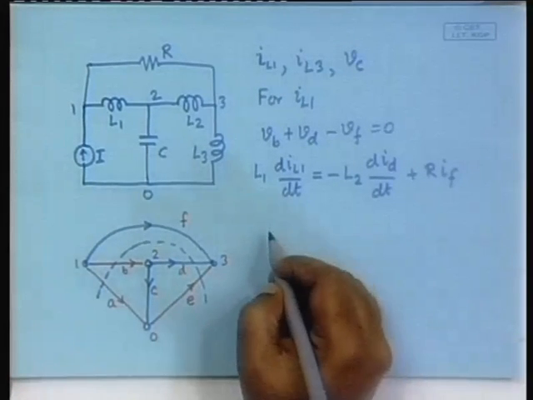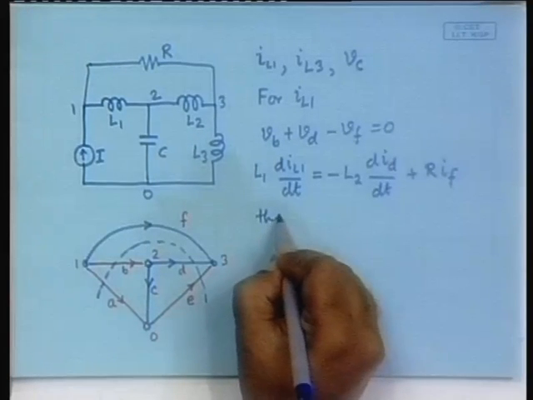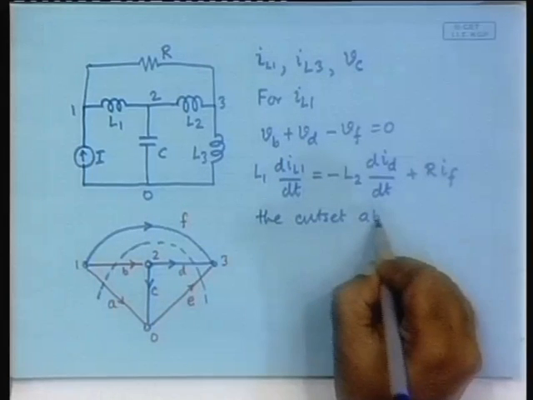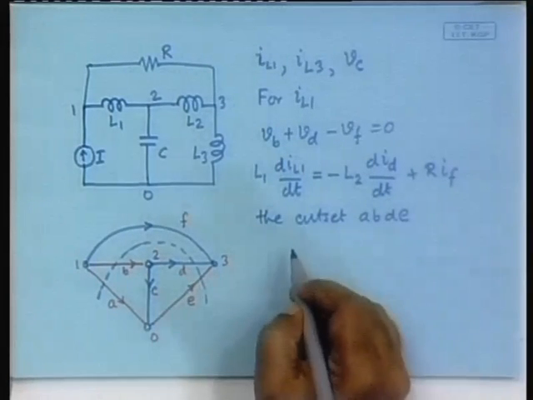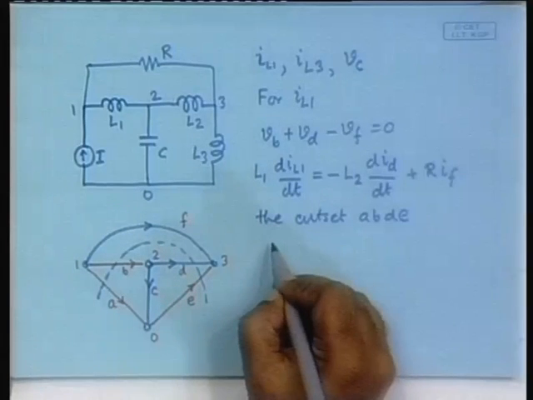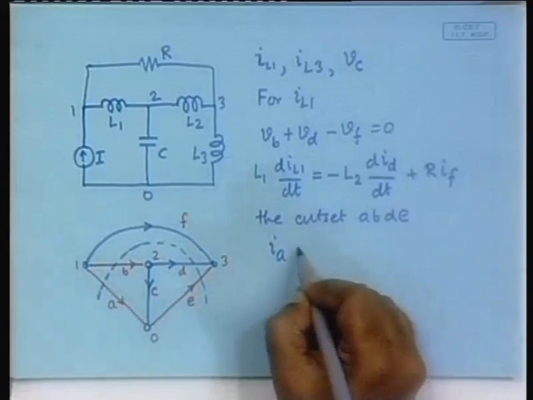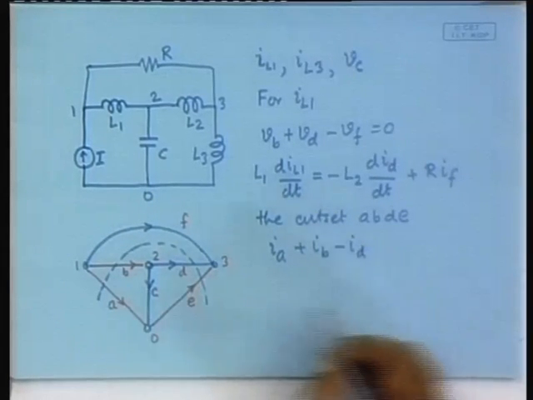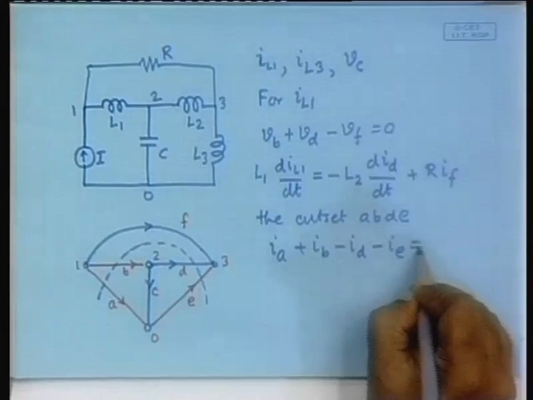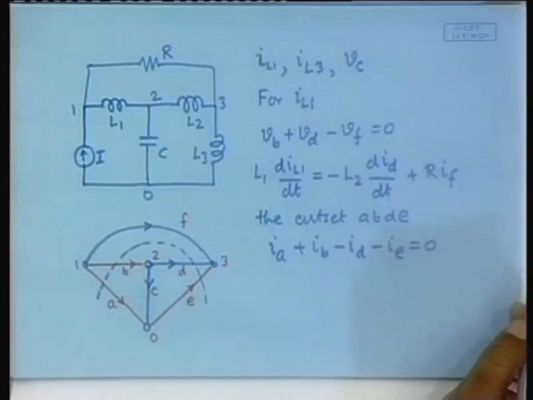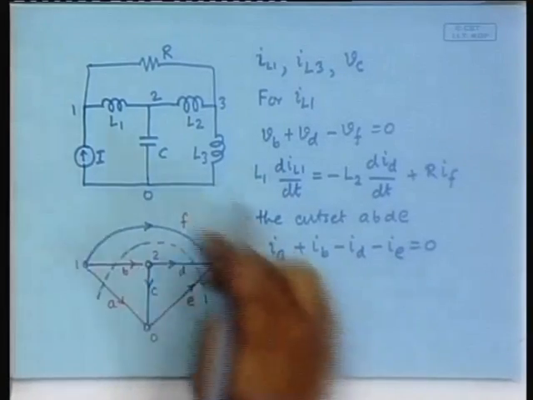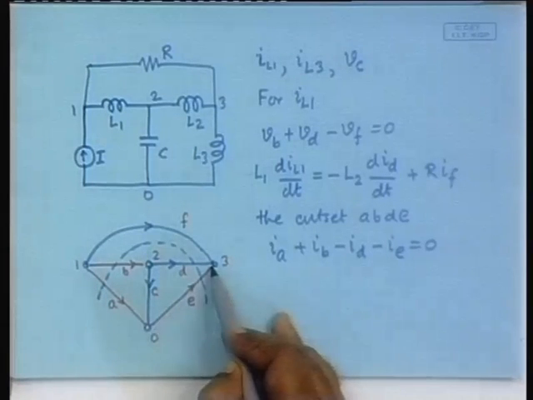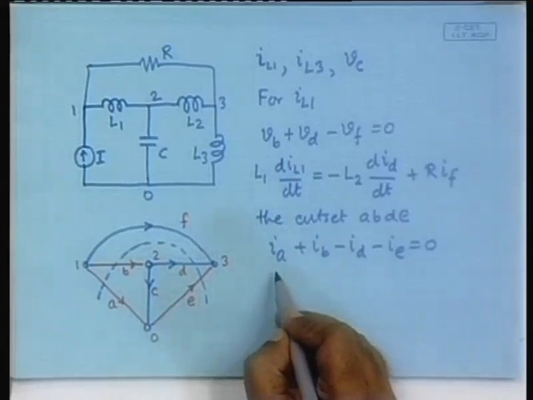The moment we have done that, we can write cut set A B D E. So we write IA plus IB minus ID minus IE is equal to 0. Going from the upper subgraph to the lower subgraph is positive. So this is plus, this is plus, this is minus, this is minus. Fine. IA is I.